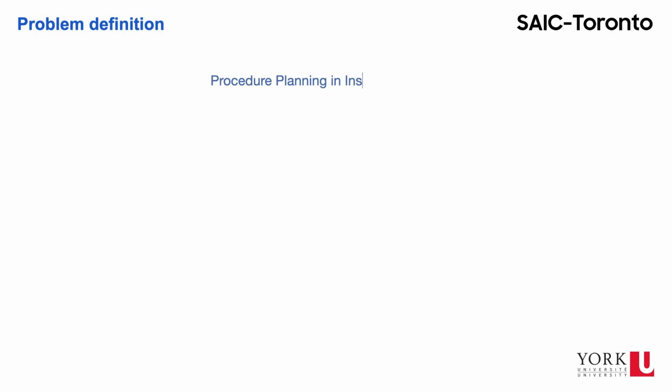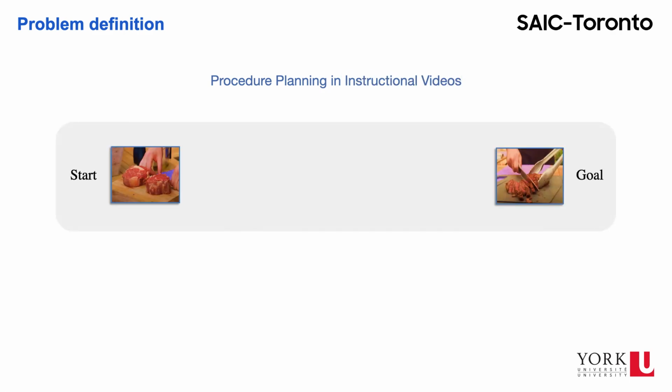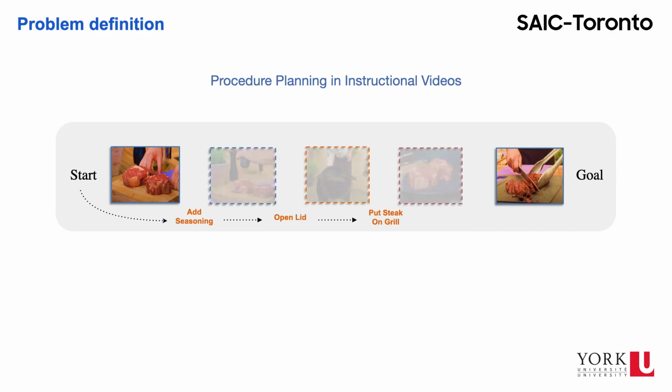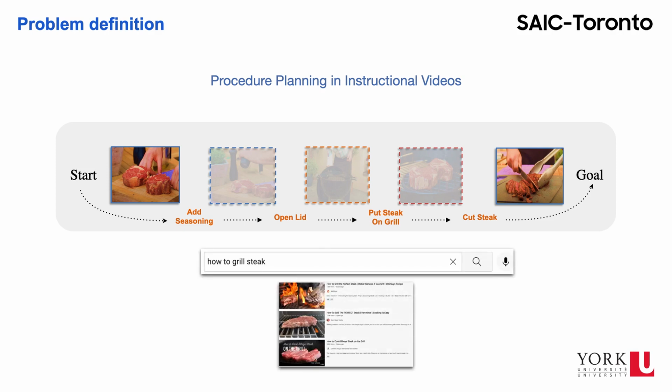In this work, we study a problem called procedure planning, and it is defined as, given a start and goal video clip, our mission is to carry out a plan which can interpolate them with a sequence of transitional actions. In this example, we are given a raw steak at the start and a cooked steak at the goal. The desired model should outline a sequence of actions such as add seasoning, open lid, put steak on grill, and then cut steak. This is a feasible plan from instructional videos online.